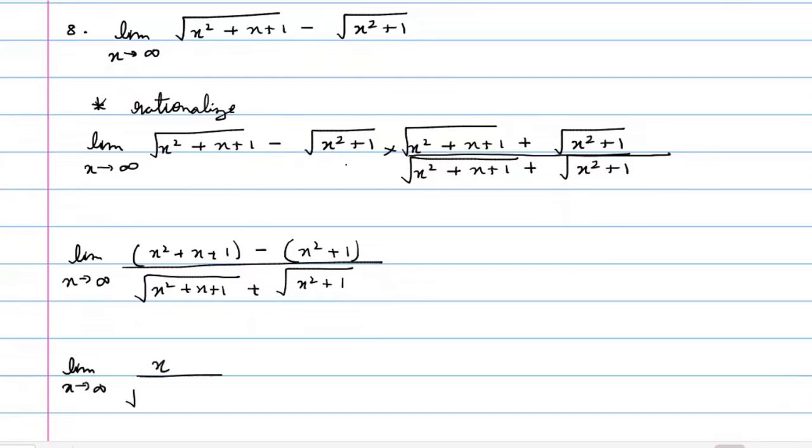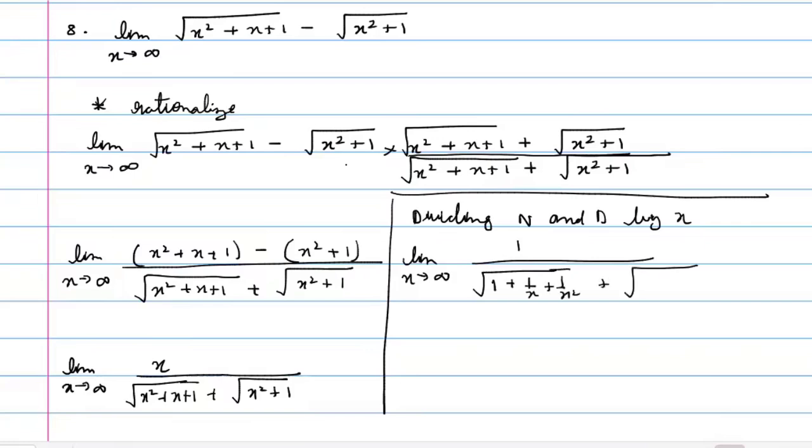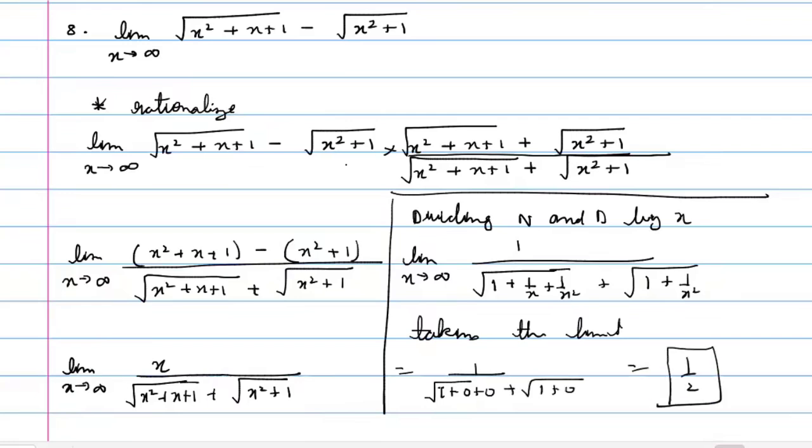Just x and the denominator. And now if you check, the maximum power for the numerator and denominator is 1. So therefore, we write, taking the limit, it is 1 upon under root of 1 plus 0 plus 0. So the answer will be 1 by 2.